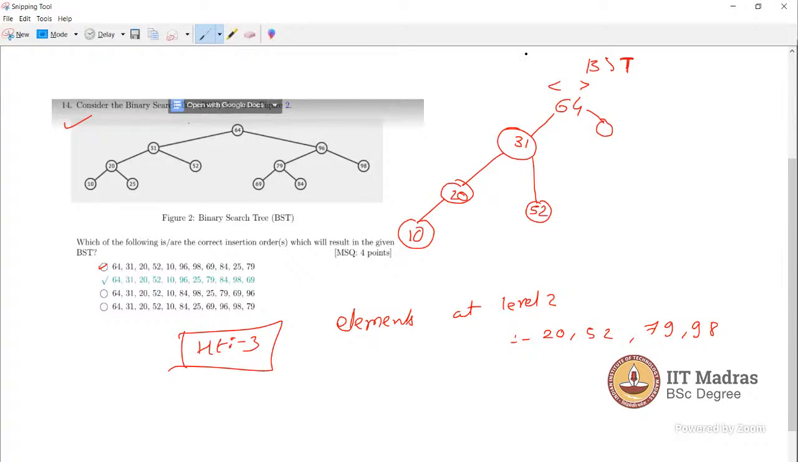Sir, is there any difference between the height and level? Yeah. So this is level 0. This is level 1. This is level 2. And this is level 3. See, the maximum level is the height of the tree. Yeah. Okay, sir. Got it.